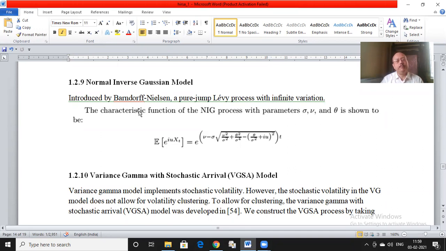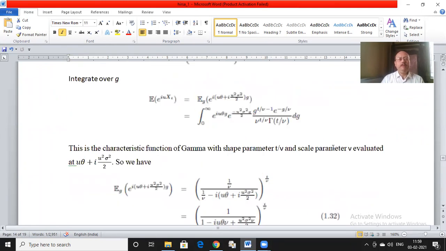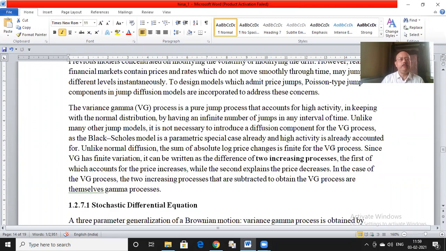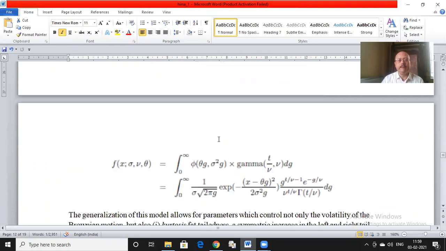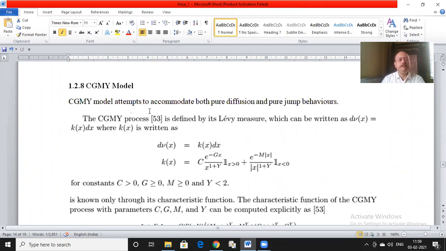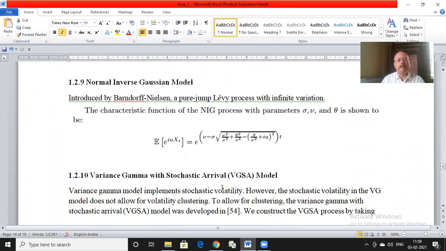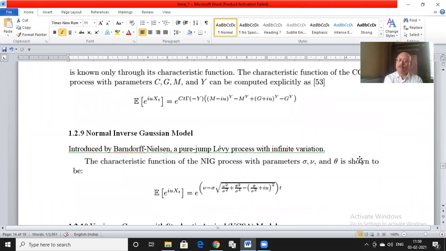So obviously, there will be some disadvantages, like not having an explicit density, but the characteristic function again can be explicitly shown. The parameters of the NIG process are again named sigma, nu, and theta, and the characteristic function is given by this particular form. So again, to summarize, in empirical work, these three models, variance gamma, which we discussed in detail, and the other two, CGMY and NIG, normal inverse Gaussian, these three are the most popular models.